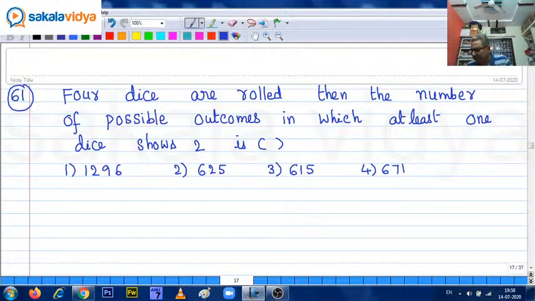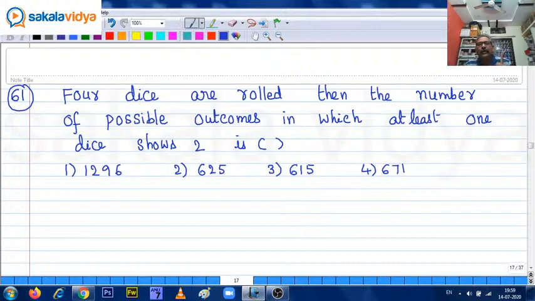This question is actually useful for the probability chapter also. 4 dice are rolled, then the total number of possible outcomes is what? 6 into 6 into 6. Even without repetition being given, generally we consider 6 into 6 into 6, 4 times, means 6 to the power of 4. But what condition is given? At least one dice shows 2. Shows 2 means, for example, keep 2 on one of the faces. Now the remaining faces can be filled how many ways? On the remaining dice, 5 into 5 into 5, 5 ways. So that's why 5 to the power of 4.